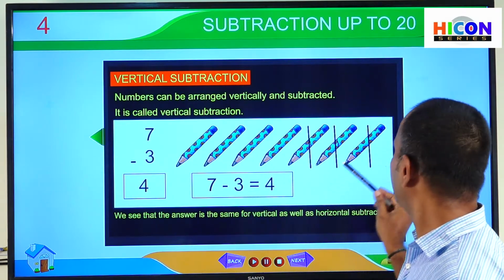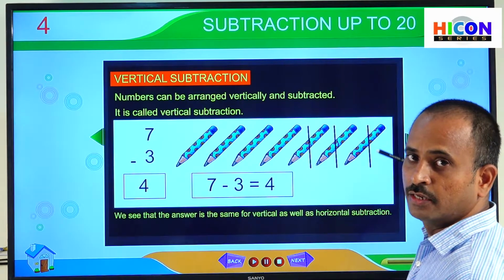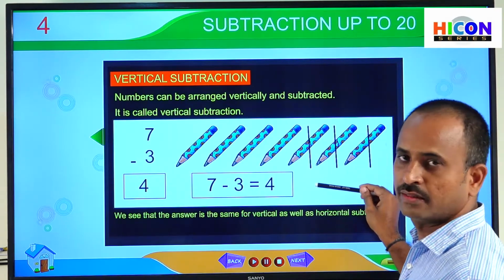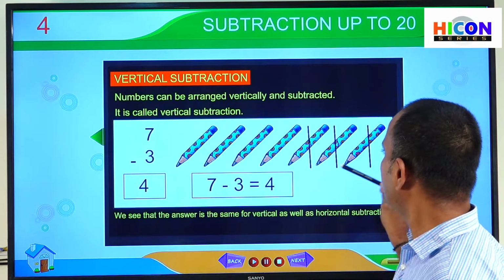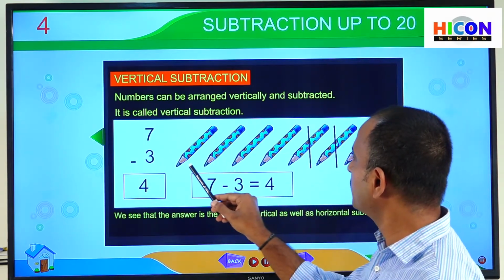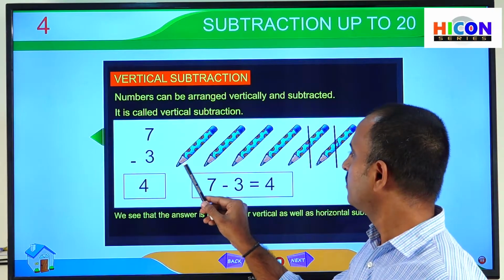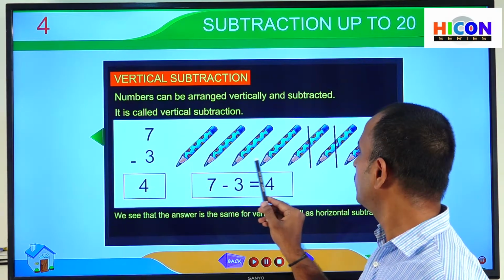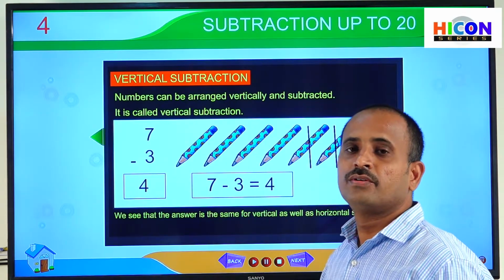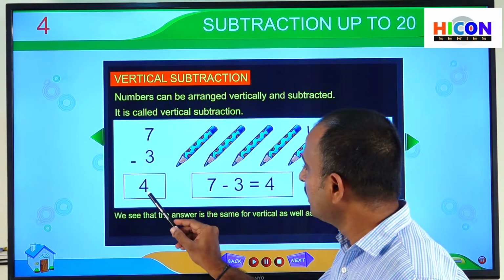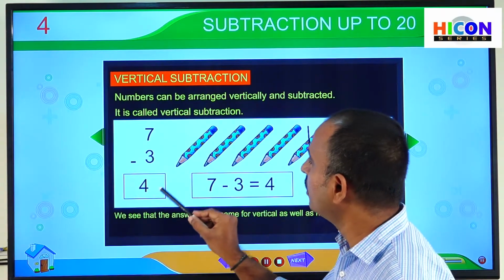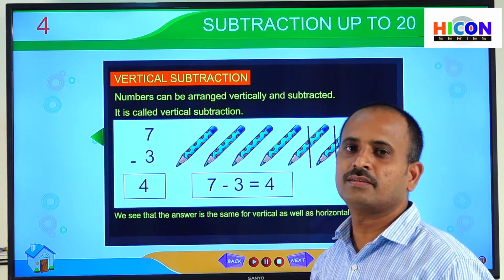So look at the picture. They have stricken 3 pencils. So this is 1, 2 and 3. They have stricken off 3 pencils. That means they have taken away 3 pencils from these 7 pencils. So how many pencils are left there? 1, 2, 3, 4. So after subtraction, there will be 4 pencils left. So the answer is 4. So the difference is 4. Here the 4 is called the difference when it is the answer.